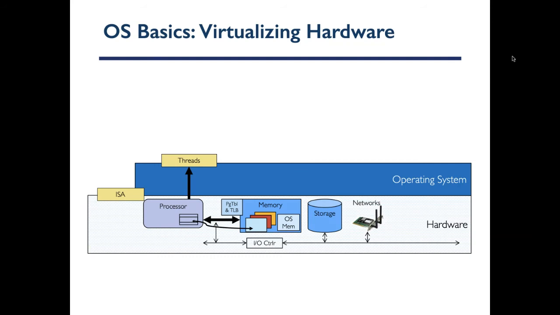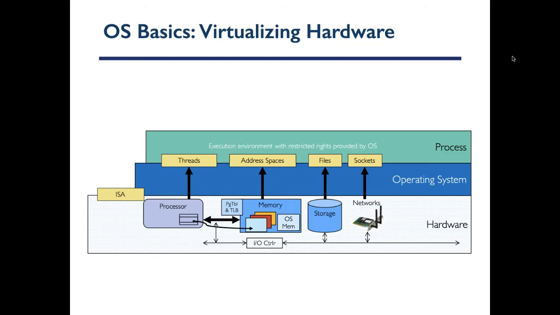So instead of showing them all the details of the processor, we provide an abstraction called threads for our processes. Instead of memory, we provide address spaces. For storage, we provide files. For our network, we provide sockets. You probably have seen many of these already in ECE 252.